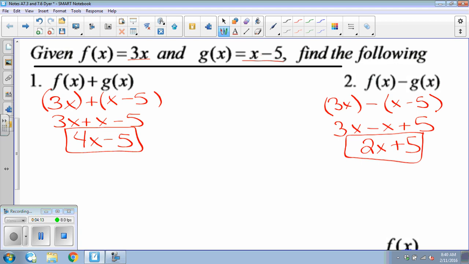Okay? So the addition is simple. The subtraction, you need to make sure that whatever function you're subtracting, it's going to change the signs of everything in that function. Okay? And you also need to be careful, if it says g of x minus f of x, that you substitute in the right function where it belongs. Okay? Any questions?